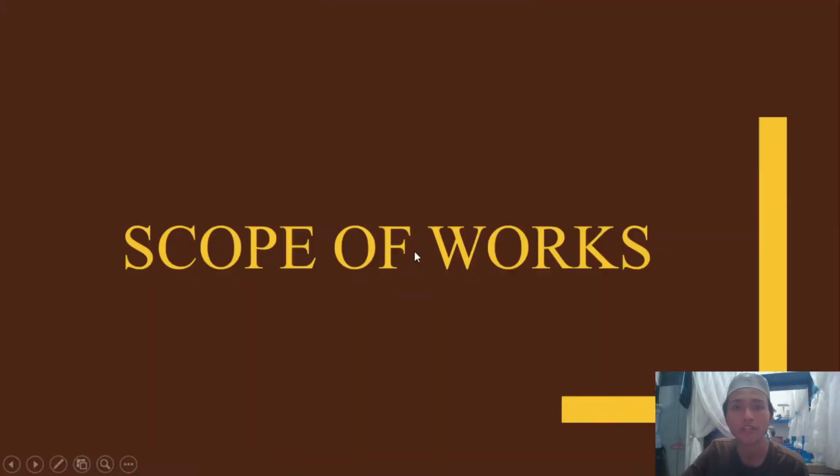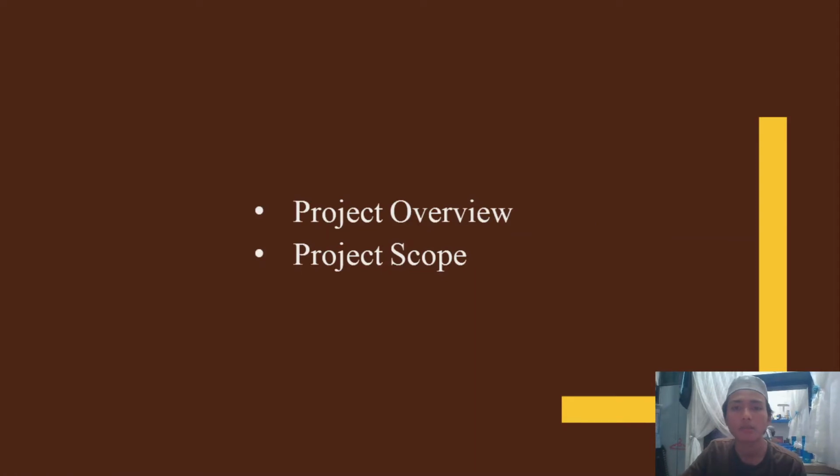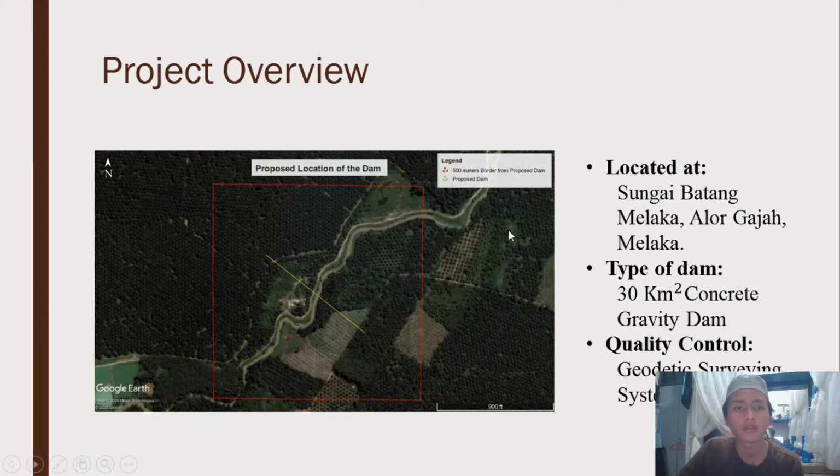Alright, now I will explain about scope of works. So in scope of works, we divided it into two parts. First is project overview and the second one is project scope. Okay, for project overview, as we can see here, this is the map area for our proposed location of the dam.